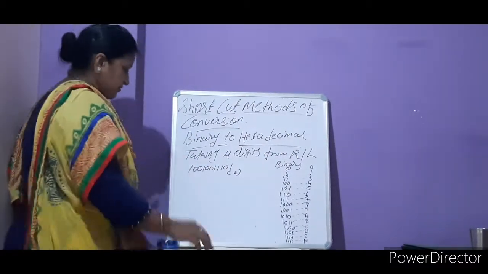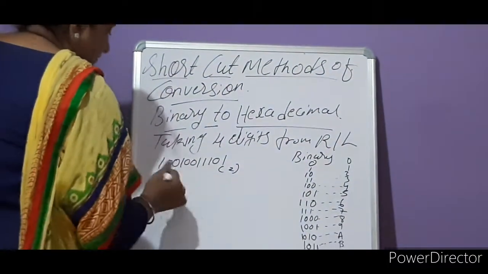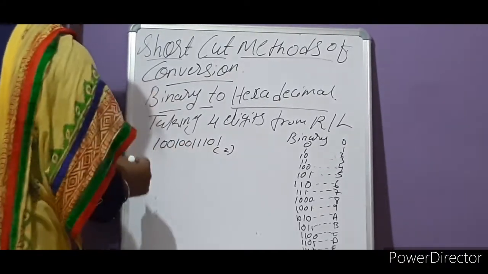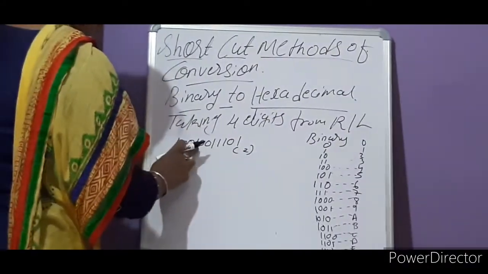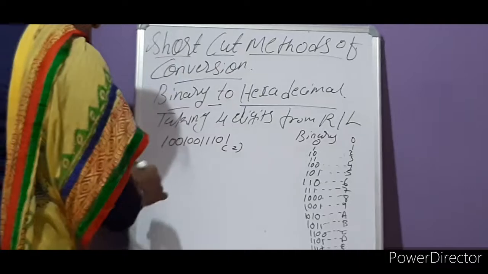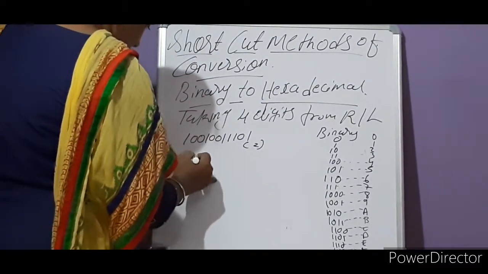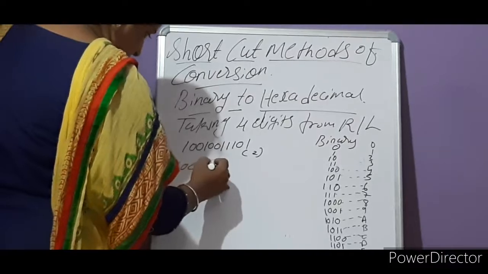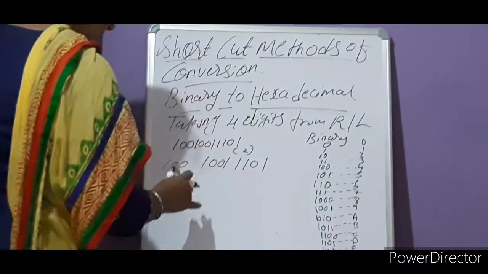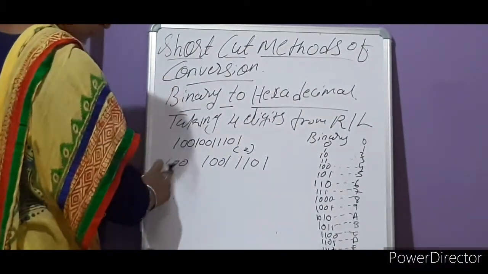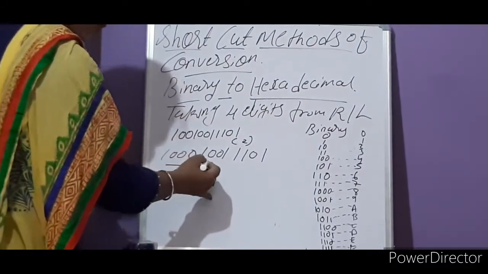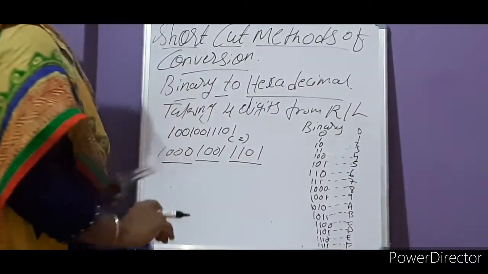Now see here, I have taken one example: 1 0 0 1 0 0 1 1 1 0 1. Altogether 1 2 3 4 5 6 7 8 9 10 11 numbers are there. So how? I take 1 0 1 from the right, and then 0 0 1 1 1 0 1. Here only 100 is left, but we have to take 4 digits, so we can add 0, which has no value. Like this, we get 1000.